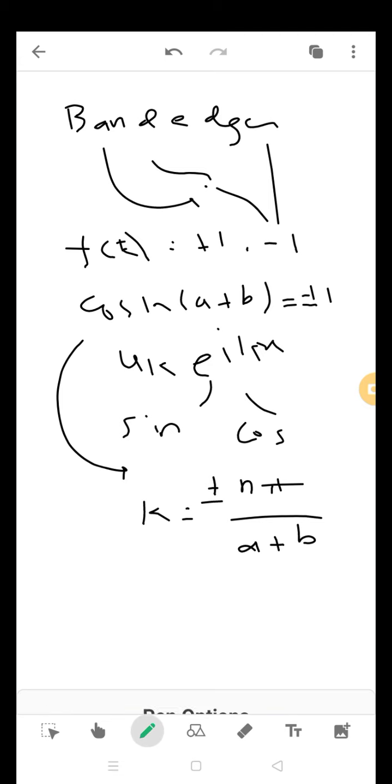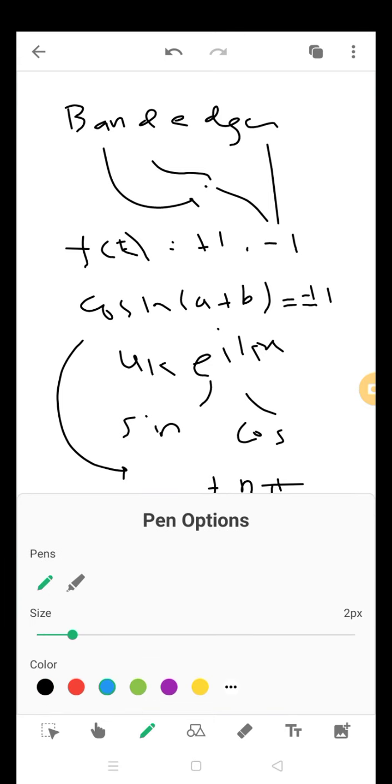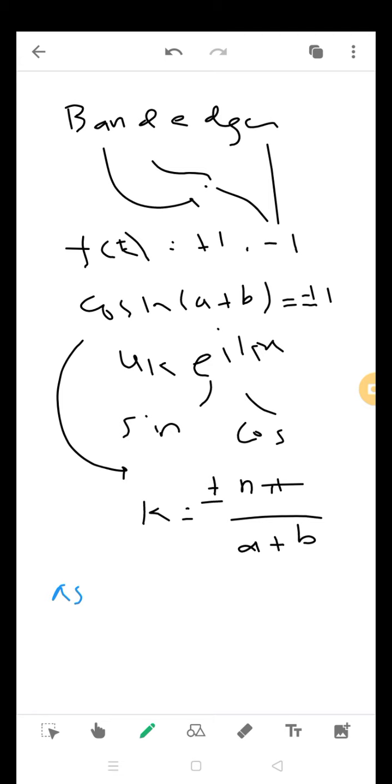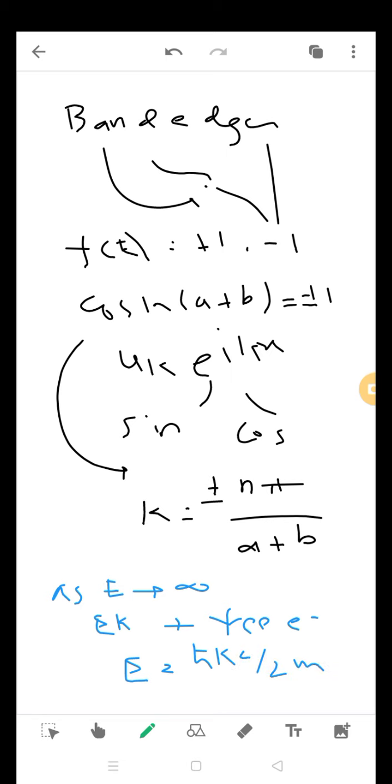So now, as energy tends to infinity, that means for very large values of energy, the E-k relation will follow the normal free electron relationship. It is E is equal to h square k square by 2m. So it means that the effect of the periodic potential is no longer there if we increase the energy of the system.